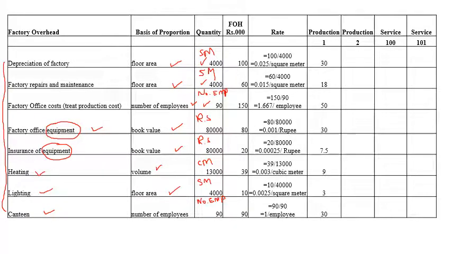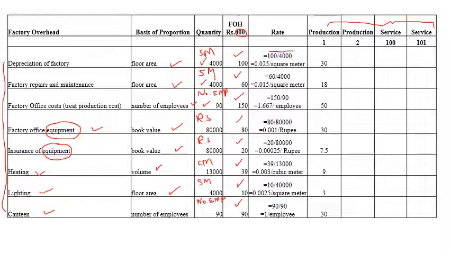Now you need to calculate the rate. Here I have calculated the rates. These are the total FOH and they are all in thousands. So I'm following the book. They have mentioned 100,000, 60,000, 150, 80, 20, 39, 10 and 90. So these would be distributed in all these four departments.